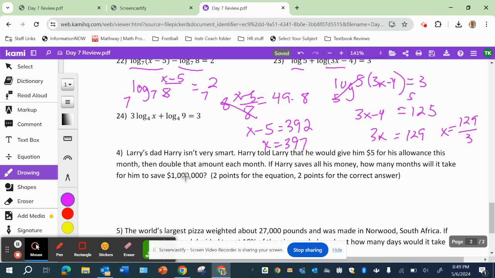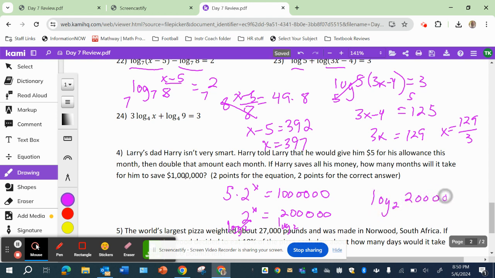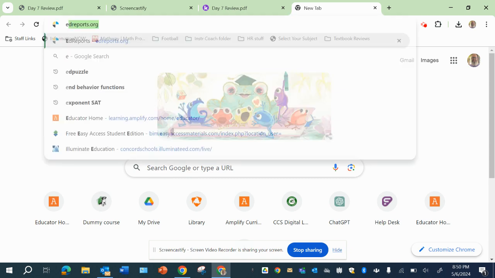I believe you had this as 5 times 2 to the x. When does that equal 1 million? Divided by 5, 2 to the x equals 200,000. Raise both sides, log base 2, log base 2. So your answer is log base 2 of 200,000. Do your calculator.